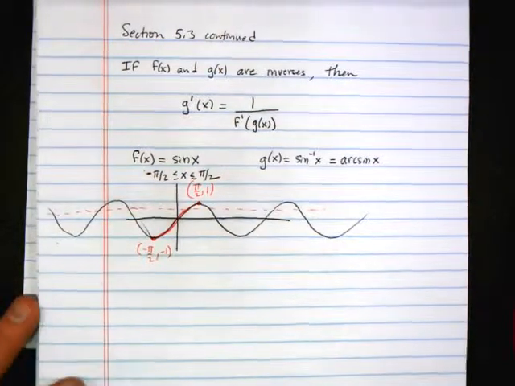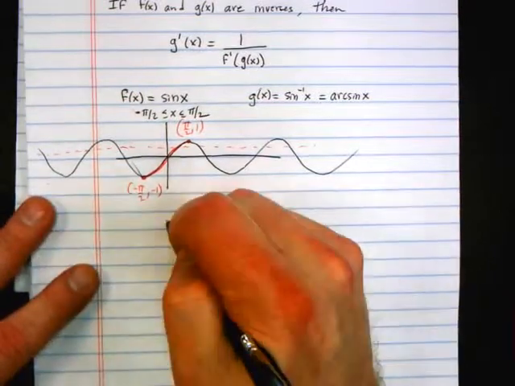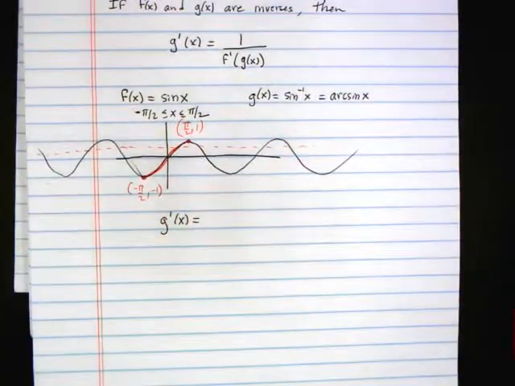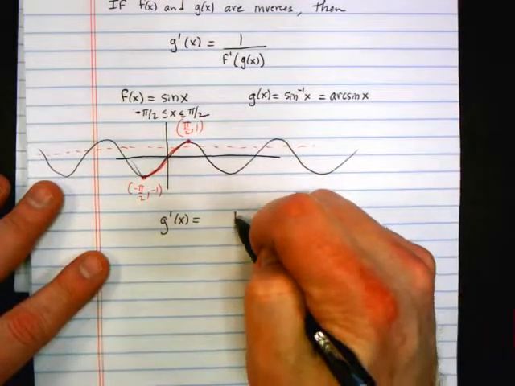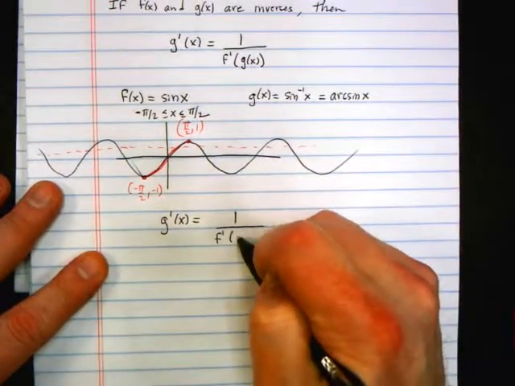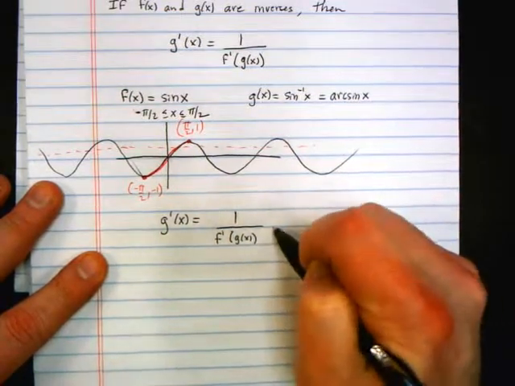All right, now, here's the whole point. What's the derivative of g? What's the derivative of arc sine of x? Do we have a formula for the derivative of arc sine of x? No, we don't. We're about to make one. According to this, it's 1 over the derivative of f evaluated at g of x.